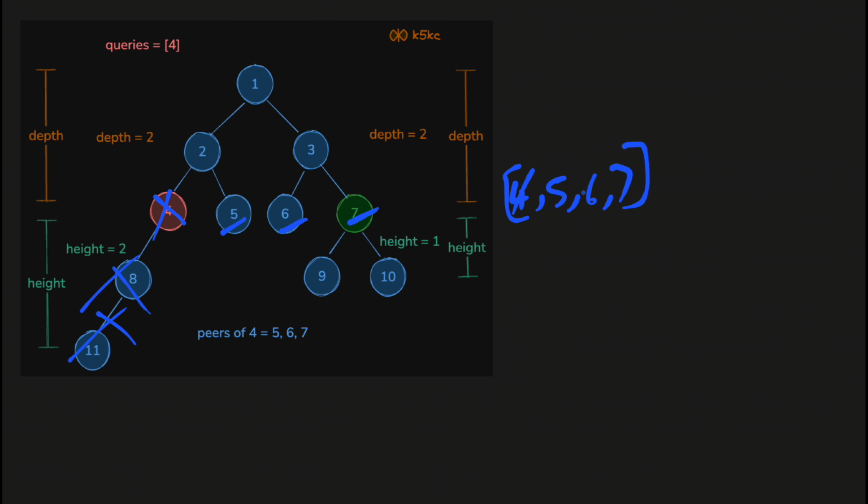Instead of keeping all the peers, we only need to retain the top two nodes with the greatest heights at each depth level. Consider node 4. If we delete it, we only need the maximum height value apart from node 4, which is node 7.